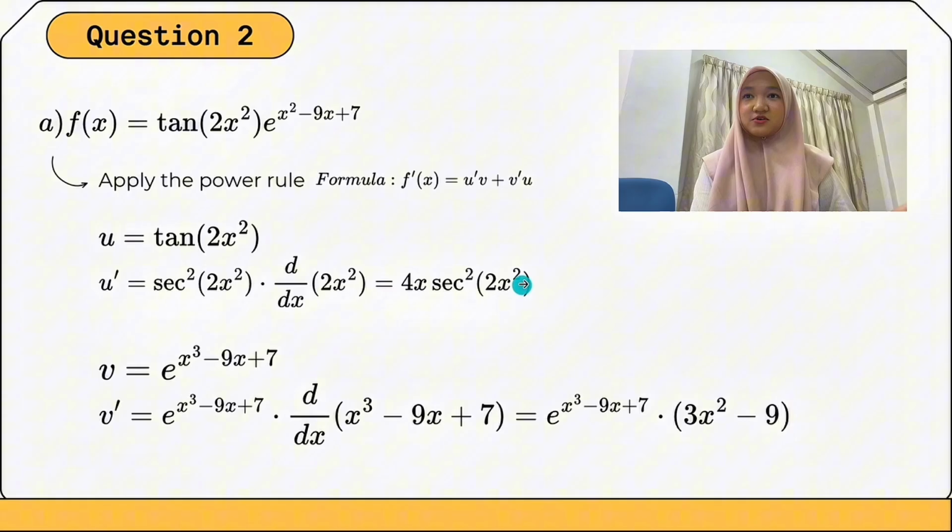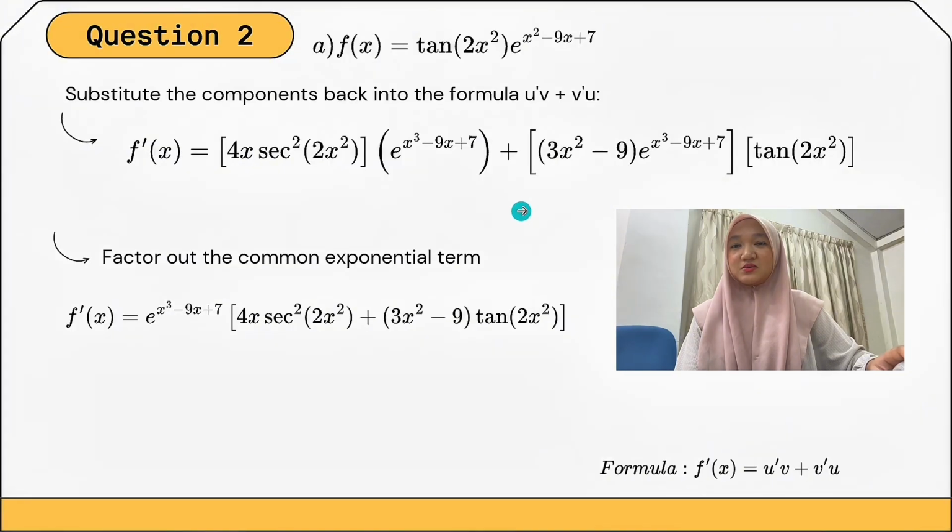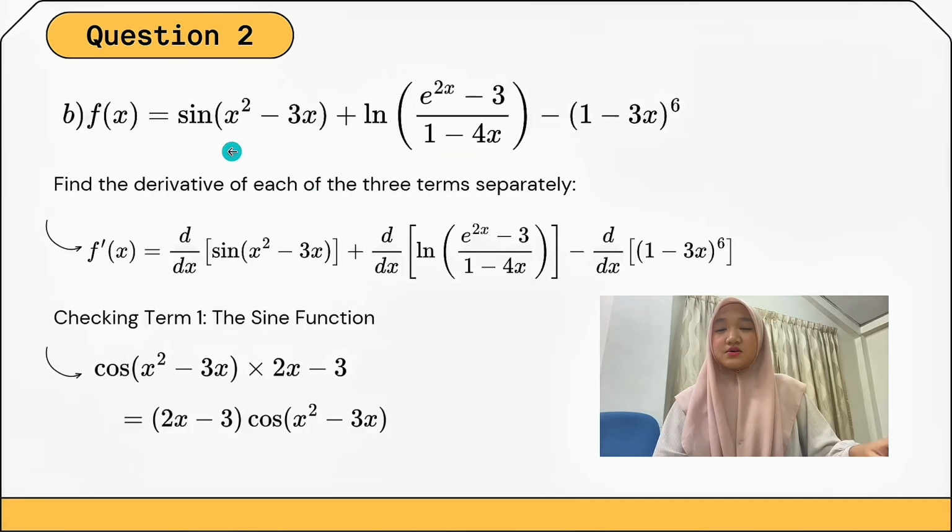That's all from me. For question 2, first we need to apply the product rule. First we need to organize u and u prime, v and v prime. So we substitute the components back into the formula as written. This is u prime multiplied with v plus v prime multiplied with u. So as we can see, we have two same exponents, so we can factor out the common exponent term, the final outcome. And then we move on to question 2b.